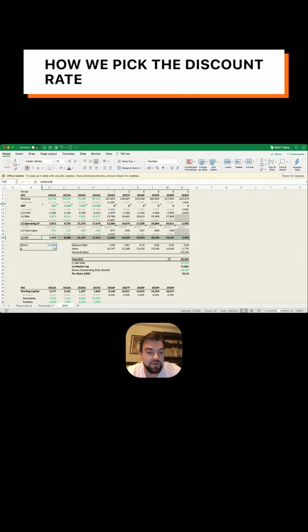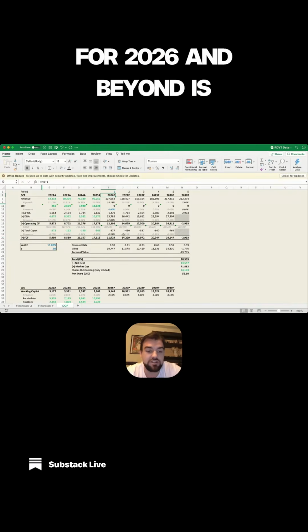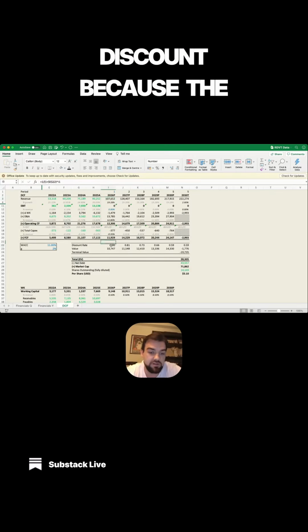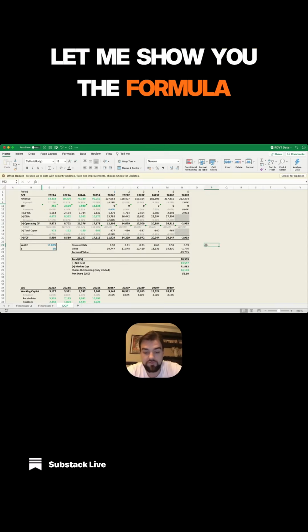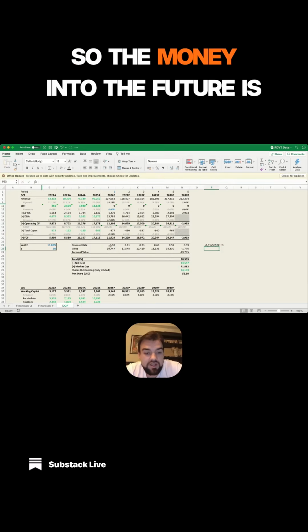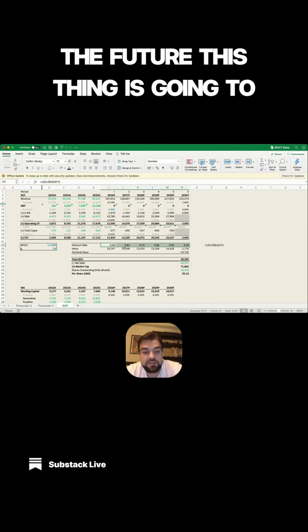Free cash flow is the way we value the company. So the free cash flow that we get for 2026 and beyond is multiplied by a certain discount, because the money in the future is worth, let me show you the formula. So the money into the future is worth less. So as we progress into the future, this thing is going to be less.